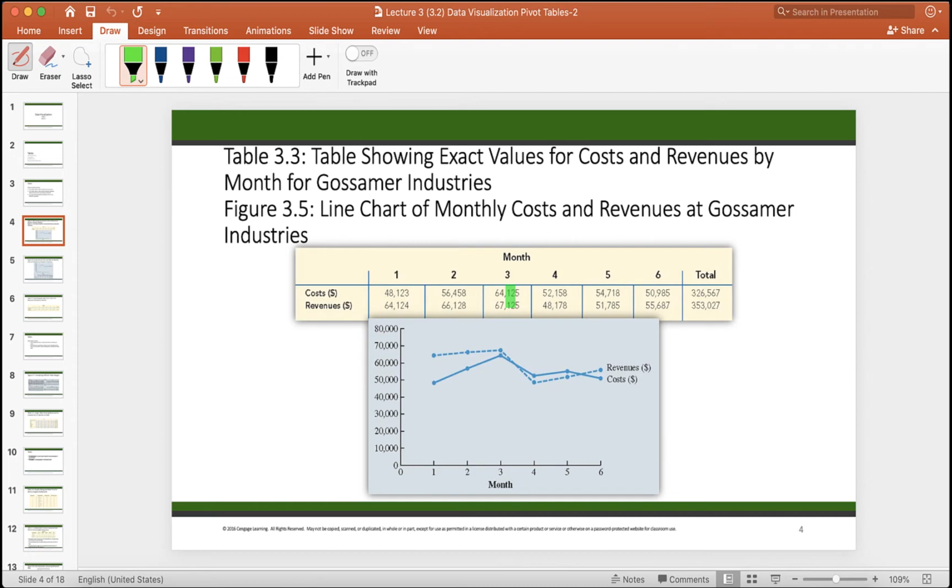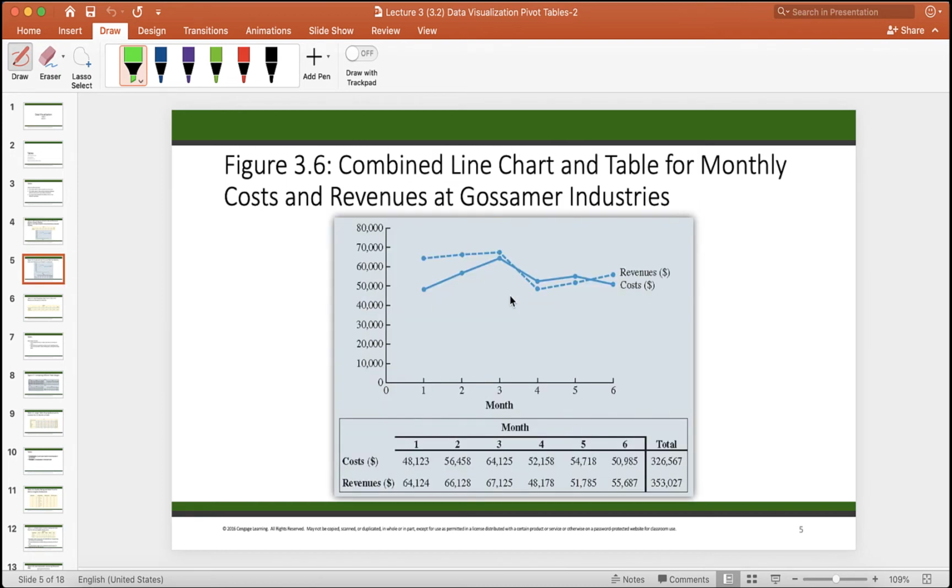So let's look at the next slide. And on the next slide, we've used a combination of having a chart up here and also a table down here. So you get the best of both worlds. So you can actually see what's going on, get a quick overview from the chart, and then you can look below if you want to see any specific numbers.